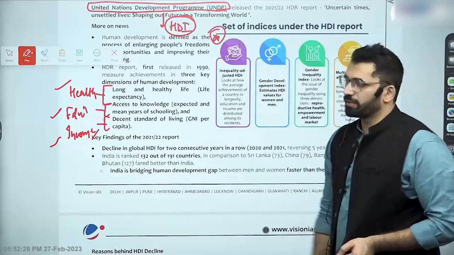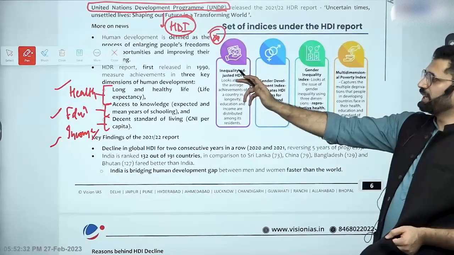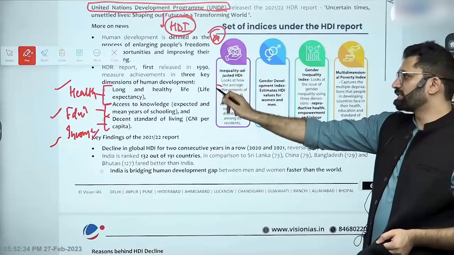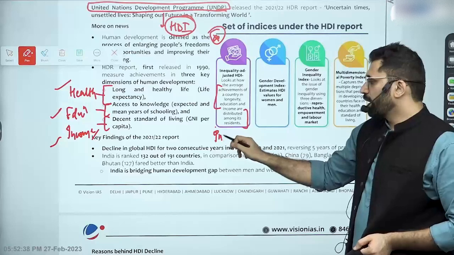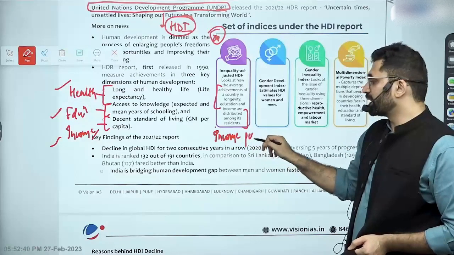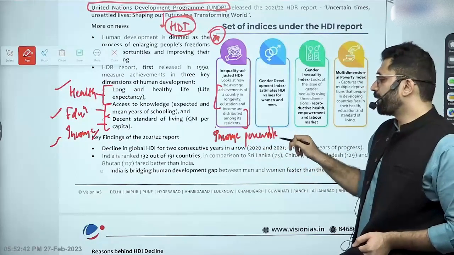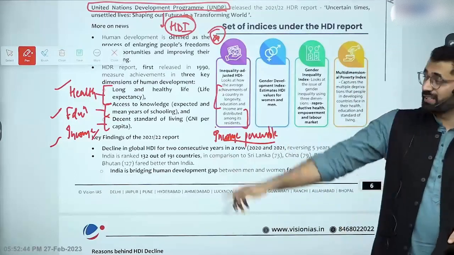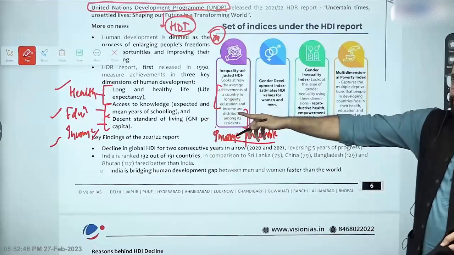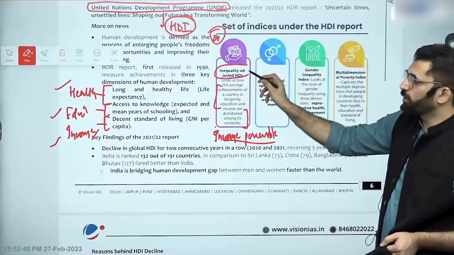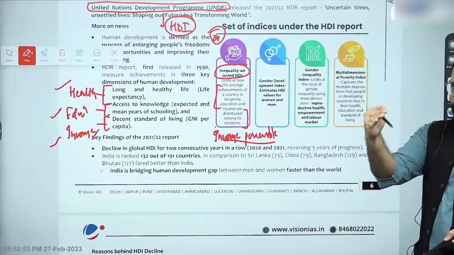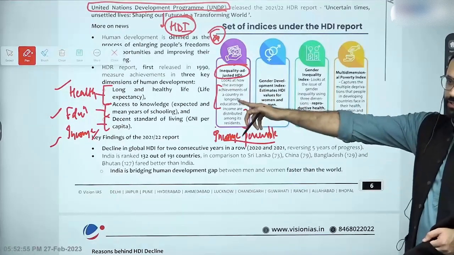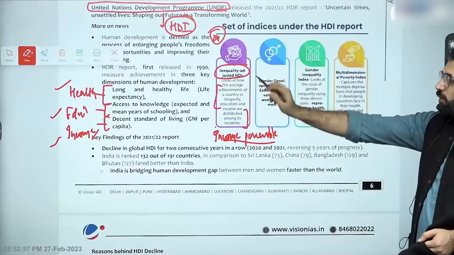You can get the definitions here. The inequality adjusted index measures the achievements of a country across these dimensions according to income percentile. For each income percentile, what exactly is the achievement on all 3? This is what is measured by the inequality adjusted human development index. Not every percentile of income will have the same access to these 3. So this is your inequality.